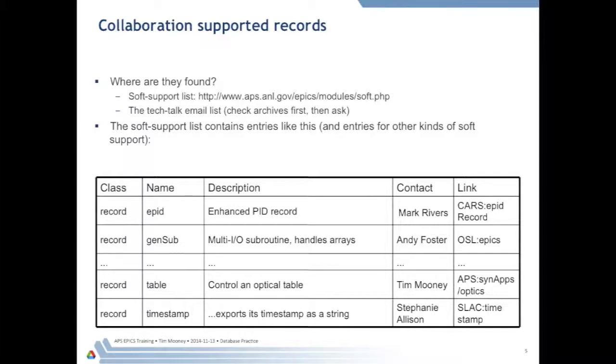So the soft support list contains entries like this. There's an enhanced PID loop record. The gen sub record actually is not used anymore because there's an A sub record in EPICS. There's a number of records written just by, just guys. And then there's a link to the documentation and the source code and all that you can get.